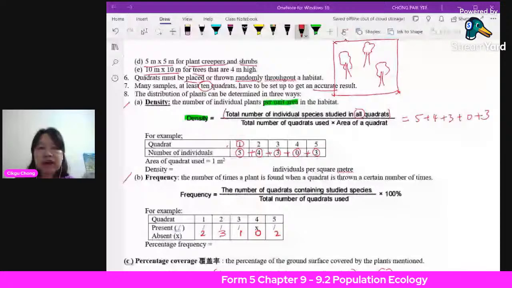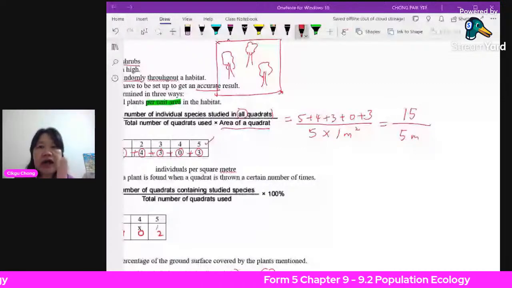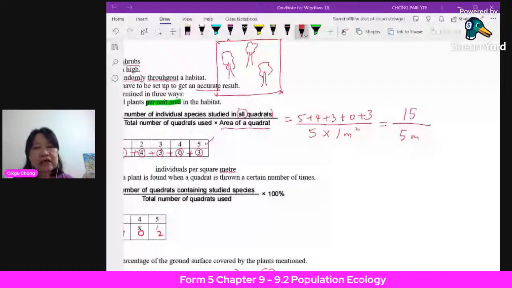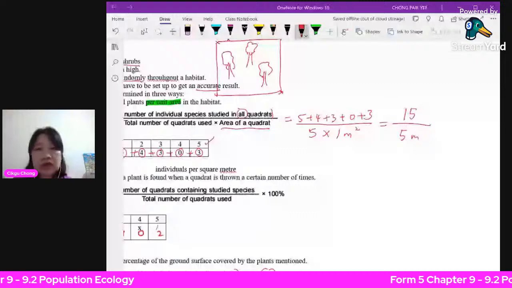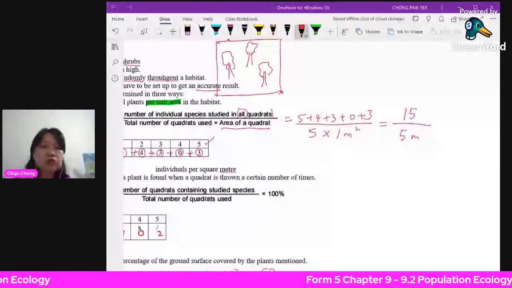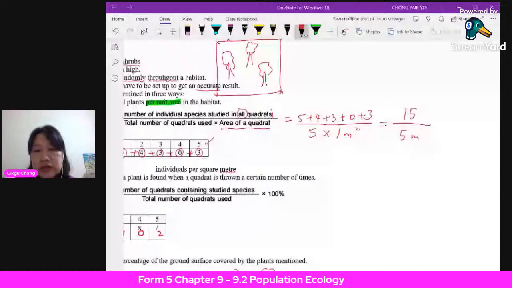Now make sure you remember the unit. Your meter square is still there. On top here is the number. How many? You call it individual. How many plants? There are 15 plants in an area of 5 meters square. 15 pokok semalu are found in an area. You took the sampling of 5 meters square area. So you divide, you're going to get 3 individuals per meter square.